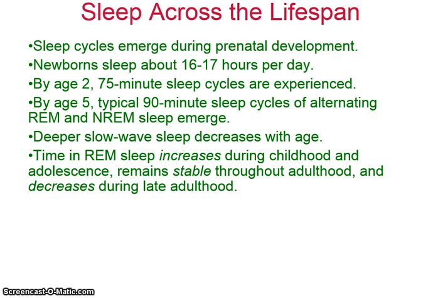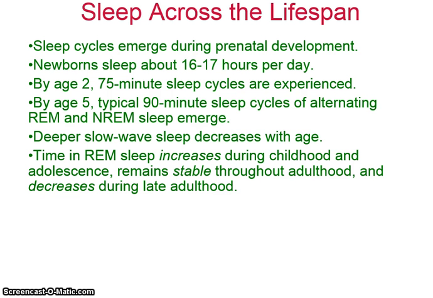Sleep cycles emerge during prenatal development. So what we notice is that babies, infants in utero, do experience sleep cycles similar to what they experience once they've been born. Newborns sleep 16 to 17 hours a day, and scientists think that they sleep so long because of the profound neurogenesis that's happening, which is the growth of the brain. By age 2, 75-minute sleep cycles are experienced. By age 5, the typical 90-minute sleep cycles of alternating REM and non-REM sleep emerge.